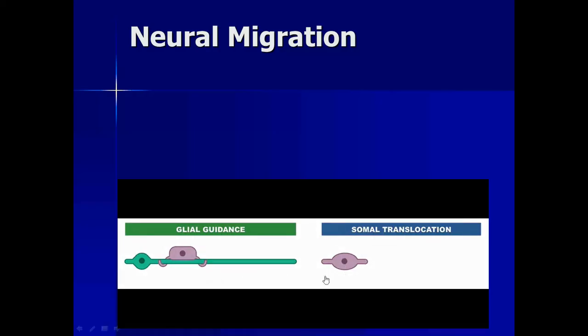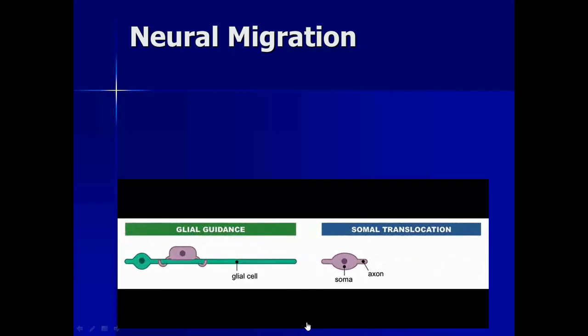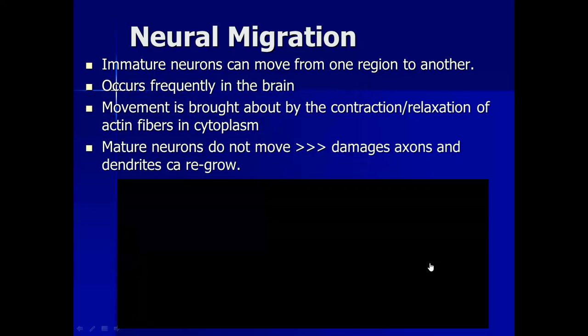Alternatively, the neuron may form an extension at the cell's perimeter and then translocate, moving the soma along with it. So we'll go back and take a look one more time. The glial cell helps move the immature neuron, or there is the somal translocation, which is at the cell's perimeter. This migration happens with immature neurons, and frequently in the brain. This is how circuitry occurs.